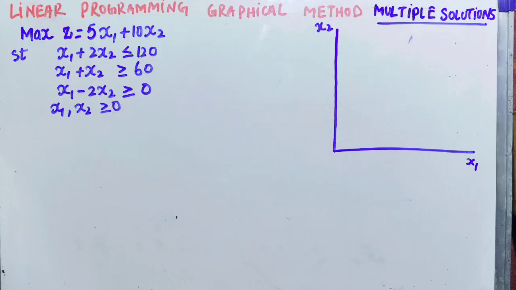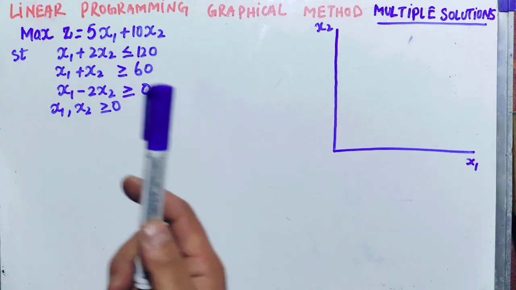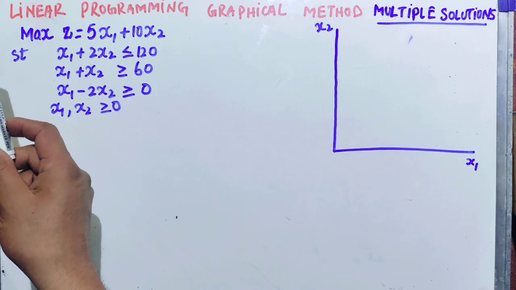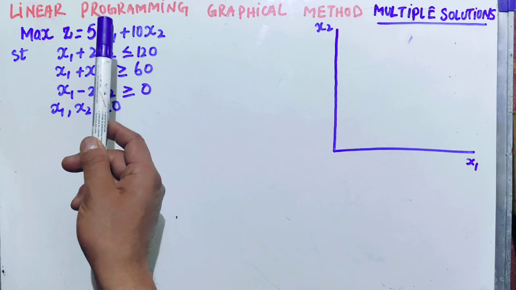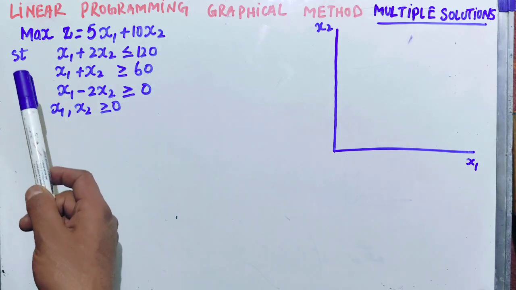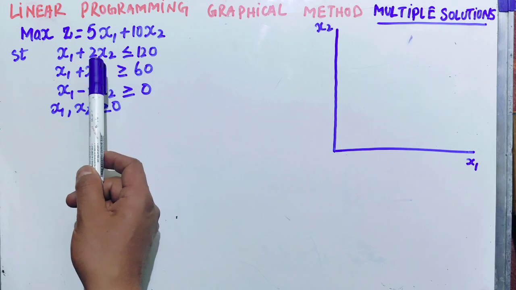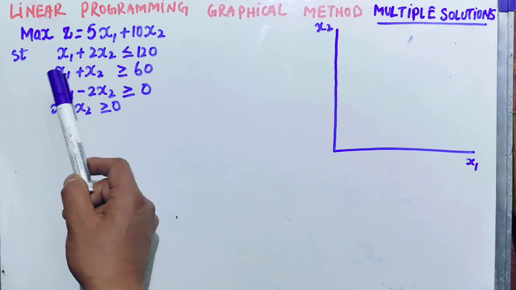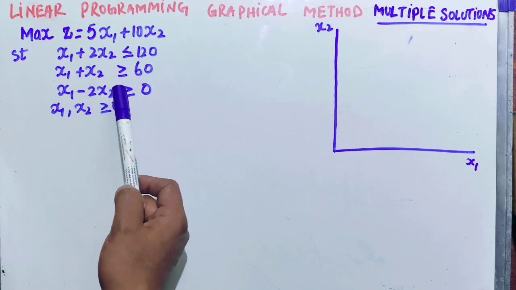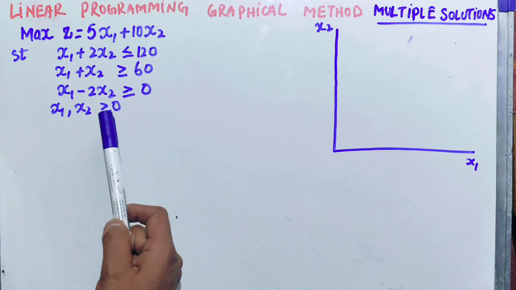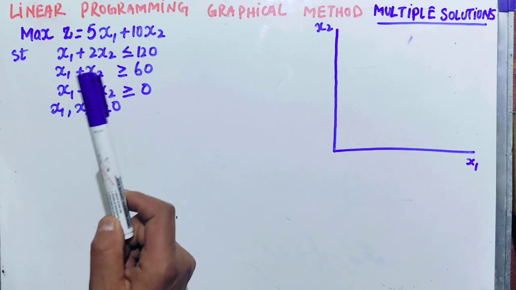Okay, so solve the linear programming problem using the graphical method, and we will take the case where we have multiple solutions. In the earlier video we got a unique solution. So let us say we want to maximize our objective function z is equal to 5x1 plus 10x2, with the constraints x1 plus 2x2 is less than or equal to 120, x1 plus x2 is greater than or equal to 60, x1 minus 2x2 is greater than or equal to 0, and the non-negative restrictions, x1 and x2 are greater than or equal to 0.